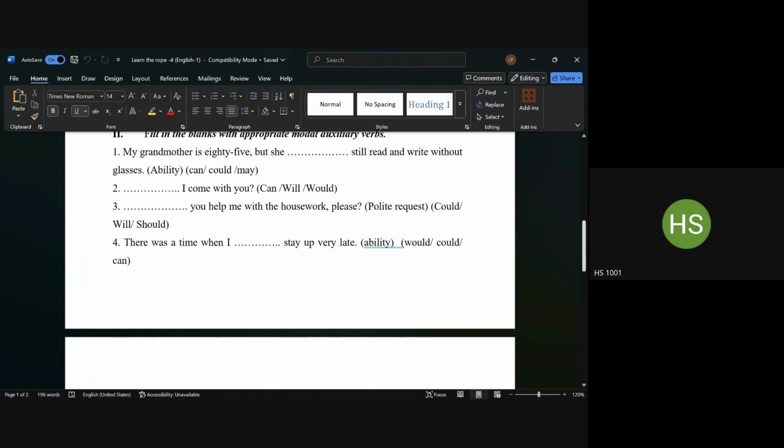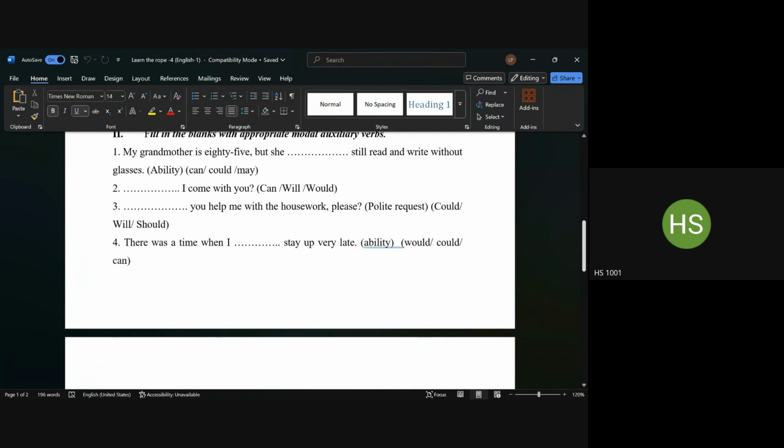It's an ability. For the second one, you don't have any hint provided, so you're free to choose whichever fits the context properly. Dash, I can come with you. Would, will, can. Can, right? So "can" is used to seek permission. Can I come with you? You want to make it a little more formal, you make it "could I come with you." Want to make it extremely formal, "may I come with you."